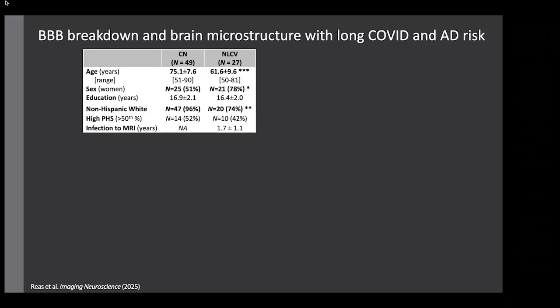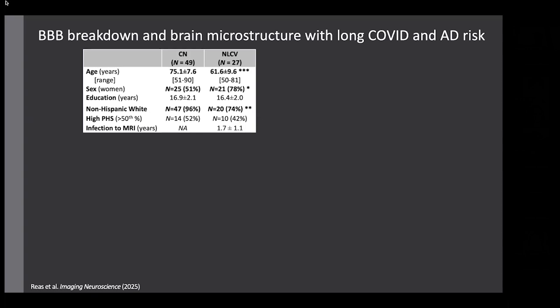So this was kind of the premise of our R01, and we specifically wanted to examine blood-brain barrier breakdown and brain microstructure in individuals with brain fog related to long COVID and look at modifying effects of Alzheimer's disease risk. We're about halfway through this study right now. We just published preliminary data from this project. And so I'll be showing data from 49 cognitively normal individuals and then 27 with what we're calling neurological long COVID. Unfortunately, the groups at this interim stage are not perfectly matched on demographics.